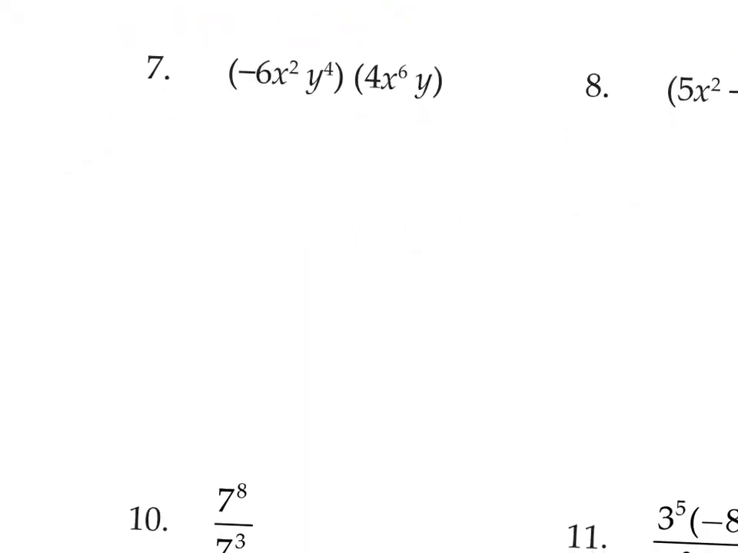There's number 7. Okay, we got a lot of bases here. The first thing I recognize is there are some coefficients. They're not the same base, so we can't just put them together and add exponents. So we're just going to multiply them. Bring them to the front, negative 6 and 4, multiply them together to get negative 24.